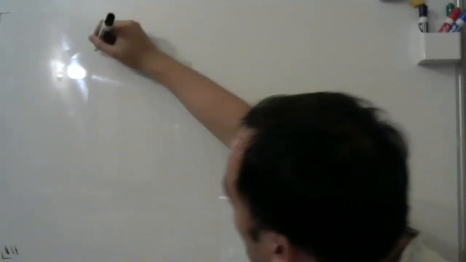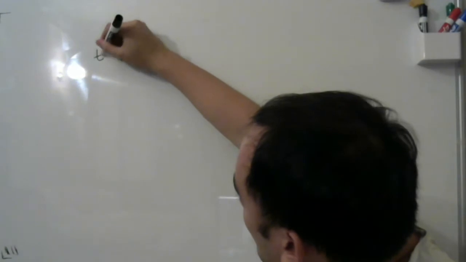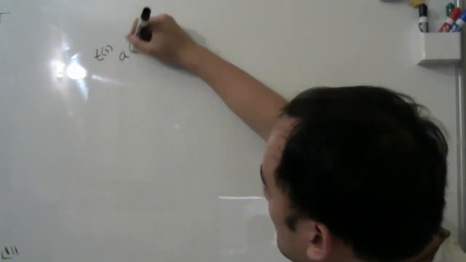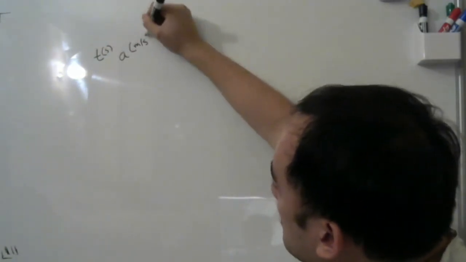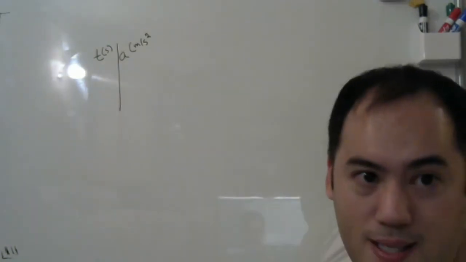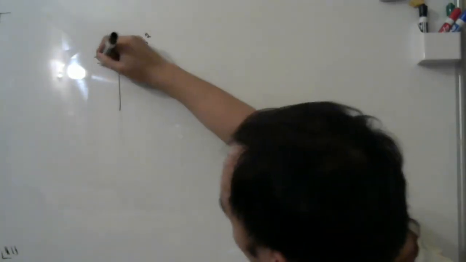Let's say he starts out his motion. Again, we have the same thing before. Time in seconds, acceleration in meters per second squared. We have another table. How's the glare? I missed. Okay, it's fine.